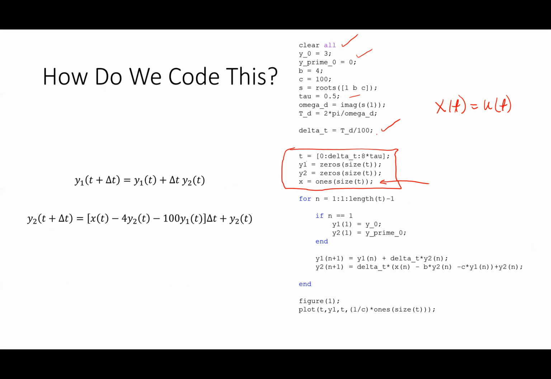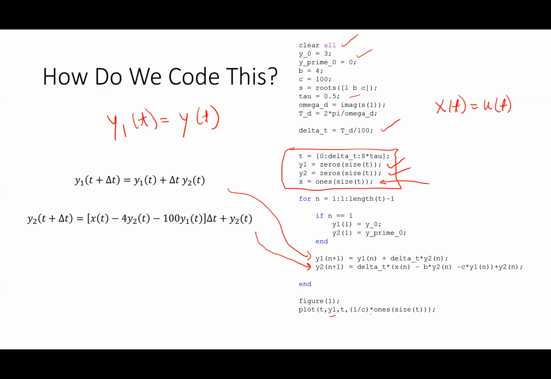Okay. And then I need to solve for y1 and y2. So I initialize those guys as vectors of zeros. And then I have my for loop again, just as I did before, except now I'm solving for two things, right? I solve for y1 and y2. All right, so I solve for both of those. And then in the end, I just plot y1, because remember y1 is the actual output, y of t. Now I can plot the derivative of that as well and plot y2, but I don't need to.